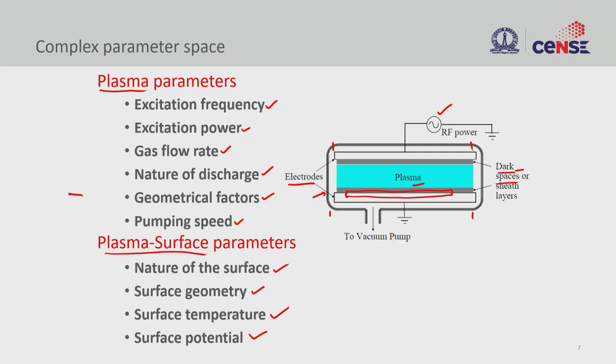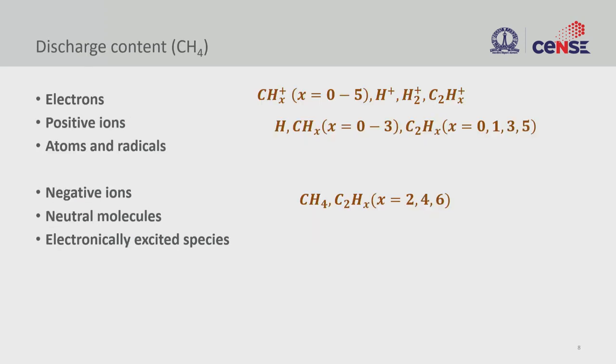The last thing is about the potential. Because we generate all the interesting radicals in the plasma, so you have ions, neutrals and electrons there. So when you have a surface, what is the potential of the surface? Based on the potential of the surface, you can either attract or repel these species, right? So based on the surface potential, your plasma surface interaction will be affected.